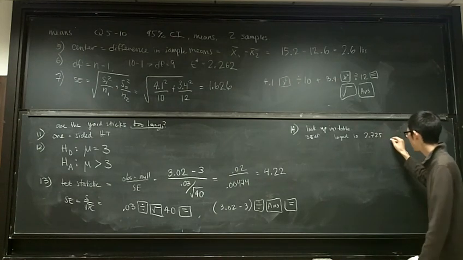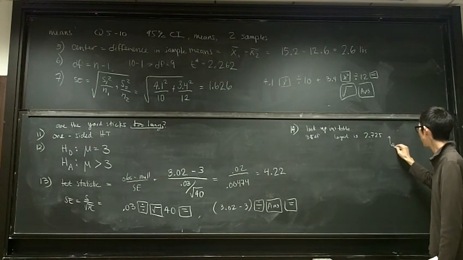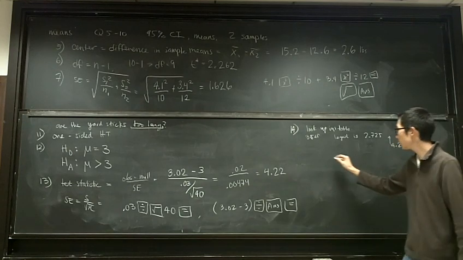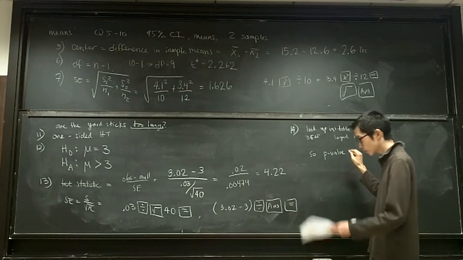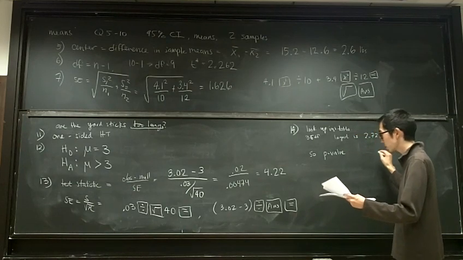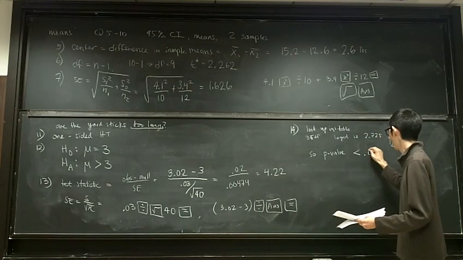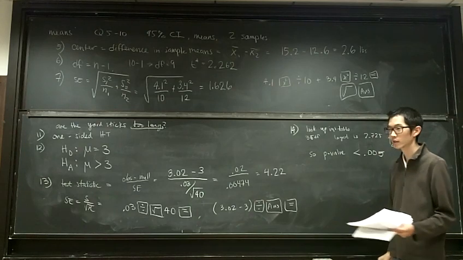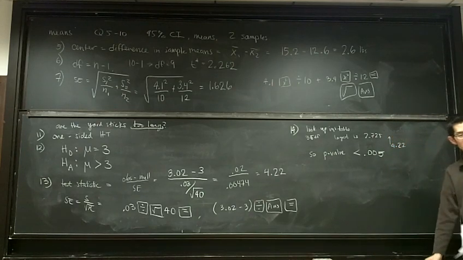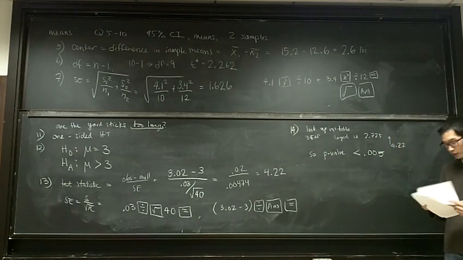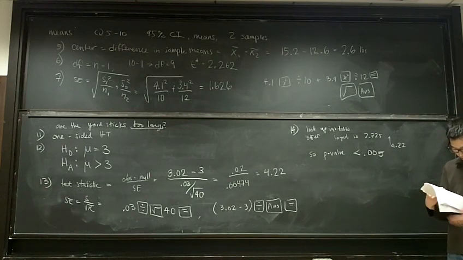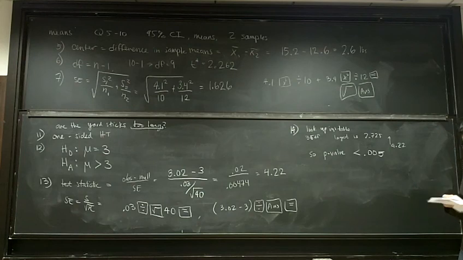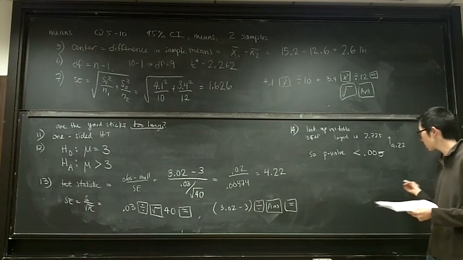And 4.22 goes beyond that. So our p-value, whatever it is, is going to be less than 0.005. We don't know exactly what it is, but we do know for certain that it's less than 0.005. And it says if alpha is 0.05, what is your conclusion?